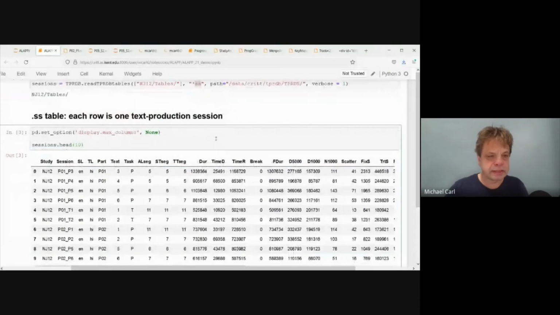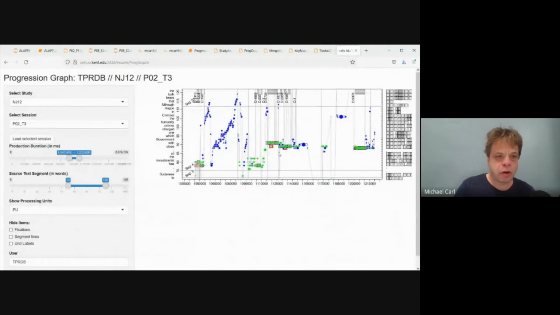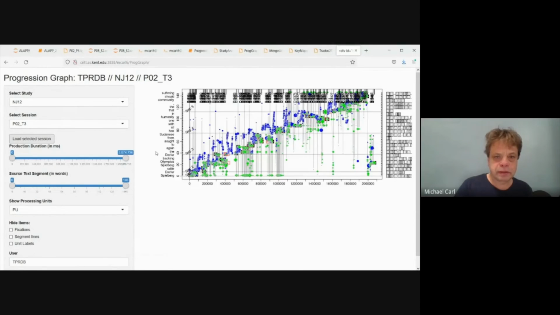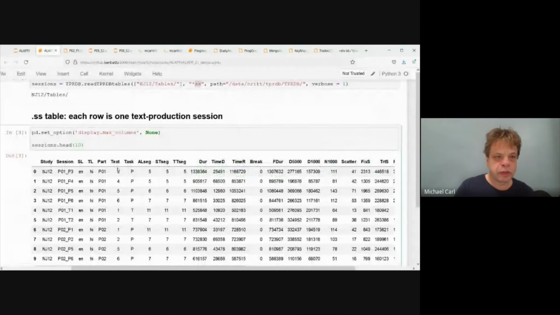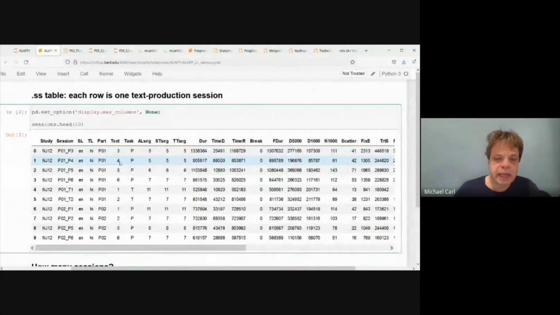Here we can see each line represents one session, and the session would be one whole, this would be one session, right? So the entire translation for this particular participant text would be one session. And you can see here that we have so many different sessions, and we can load data related to sessions into these tables here.